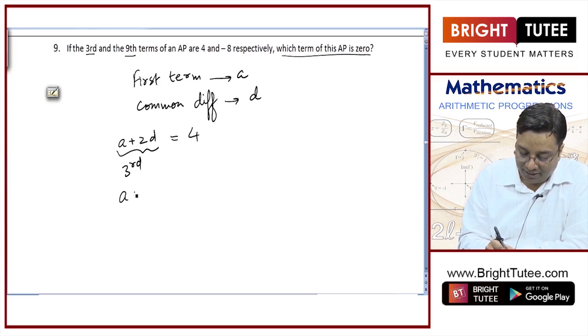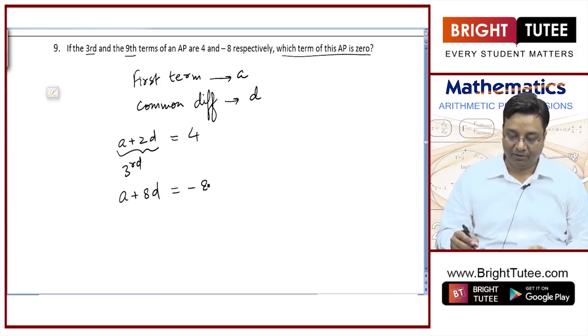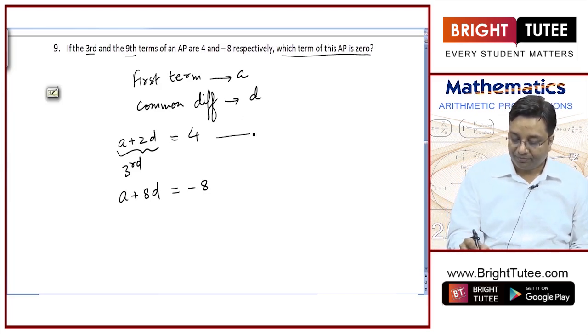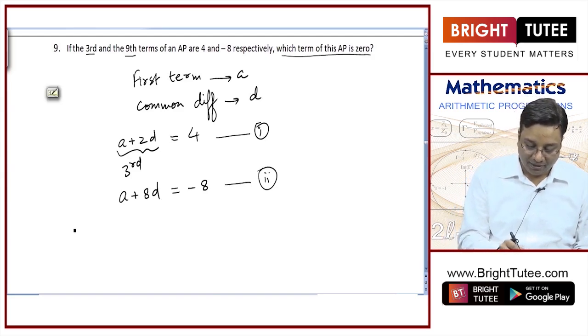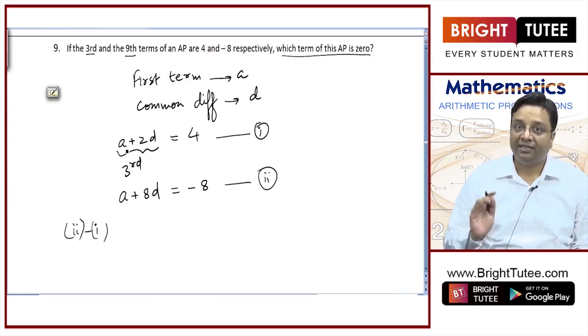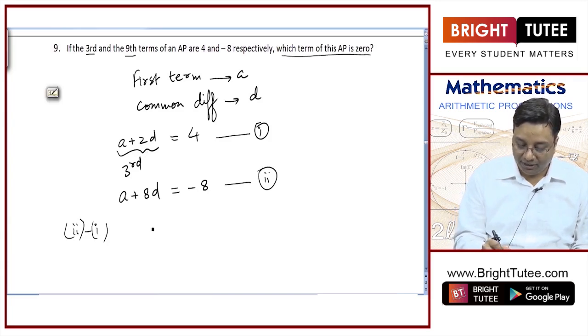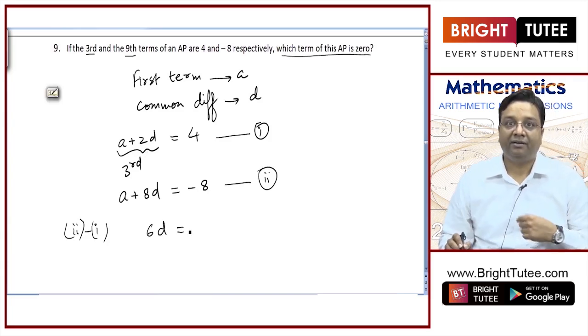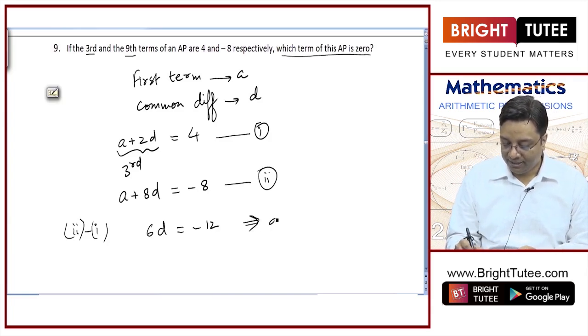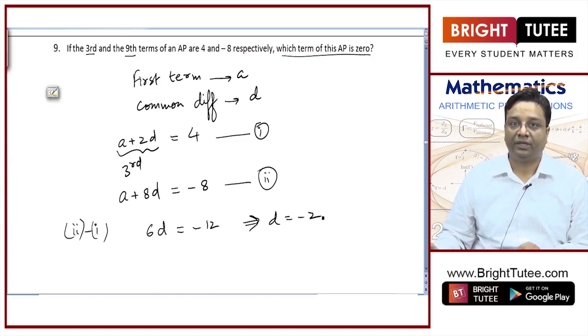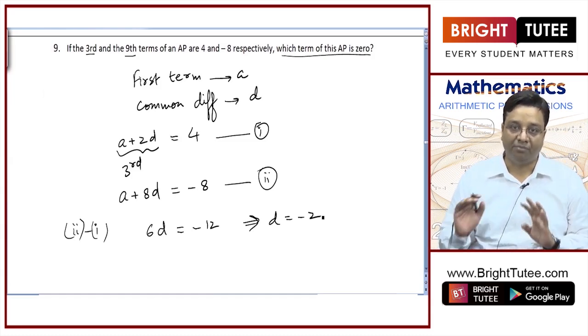What is the ninth term? A plus 8D. It is given equal to minus 8. Okay. So if I consider it equation 1 and this as equation 2, now if I subtract, let us say 2 minus 1, A will get cancelled. 8D minus 2D is 6D. Minus 8 minus 4 is minus 12. Hence, I will get D equal to minus 2. Okay, so the common difference of this AP is minus 2.